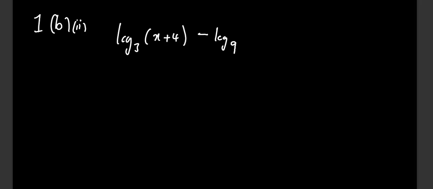Part B, B1. Yeah, so question 1b. Then the next one we are having is log 3 of x plus 4 minus the log of 9, and this is 27 minus 2x, this is equal to 0. We change the 9 to base 3 because the bases are not the same.